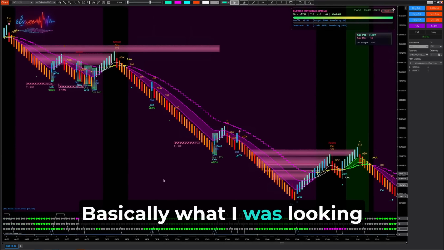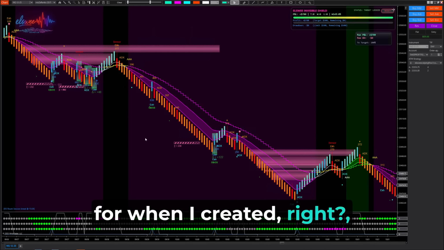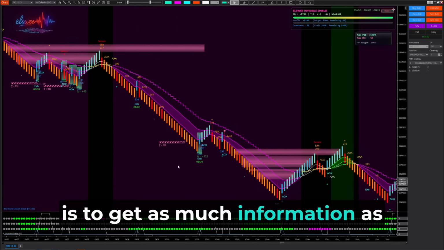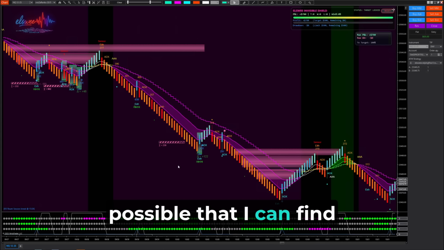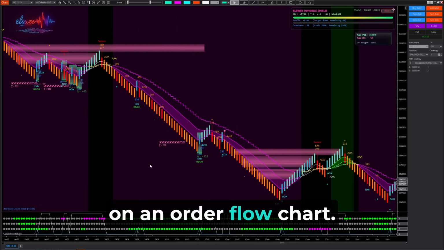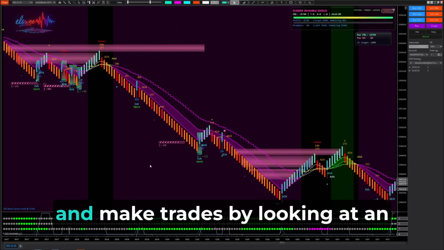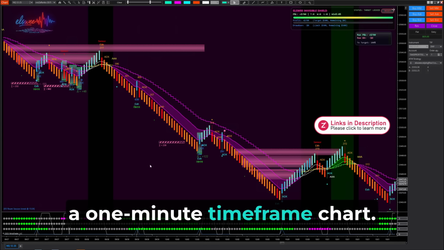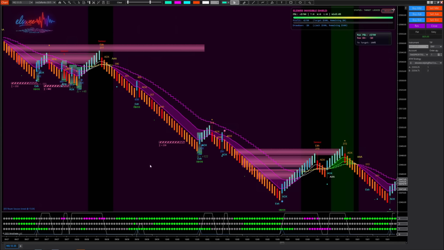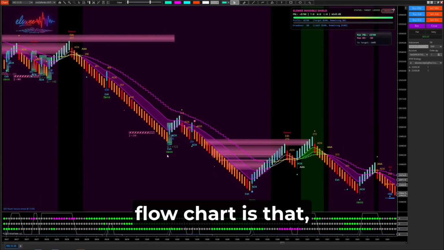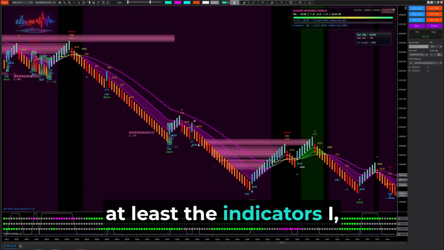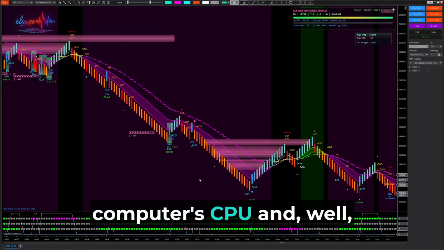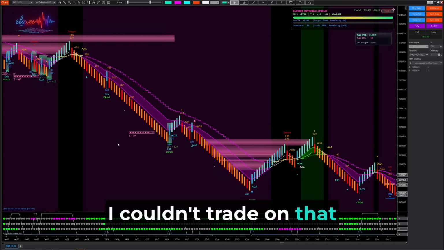Basically, what I was looking for when I created the combination of these indicators is to get as much information as possible that I can find on an order flow chart. I used to scalp, and make trades by looking at an order flow chart and trade it on a 1-minute time frame chart. The problem with the order flow chart is that at least the indicators that I use are very heavy on the computer CPU, and I couldn't trade on that same indicator.